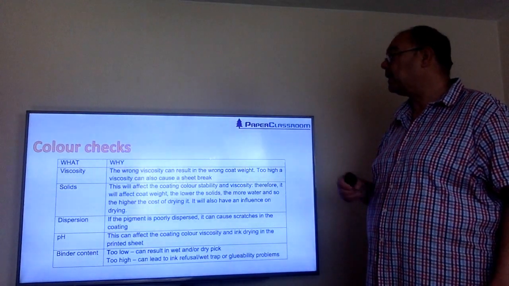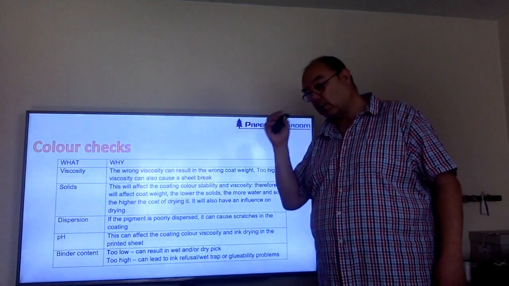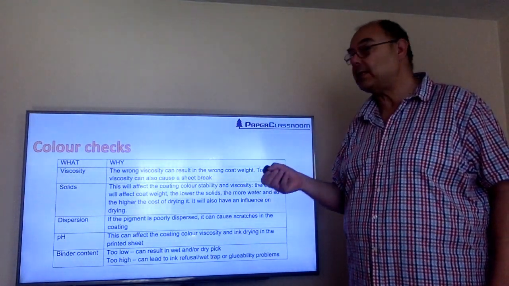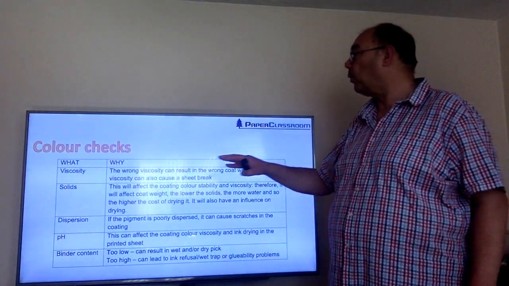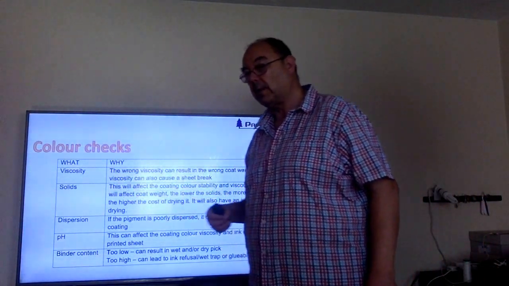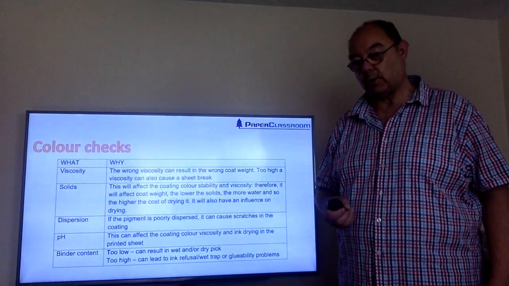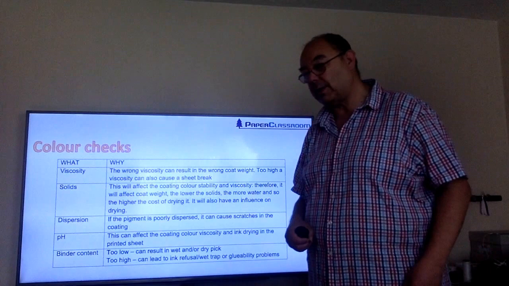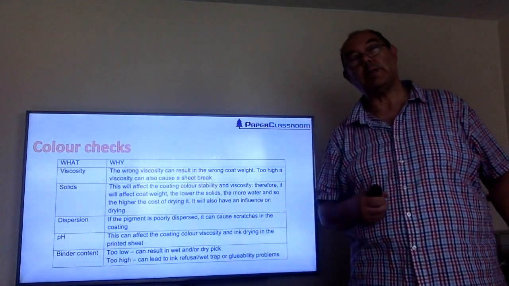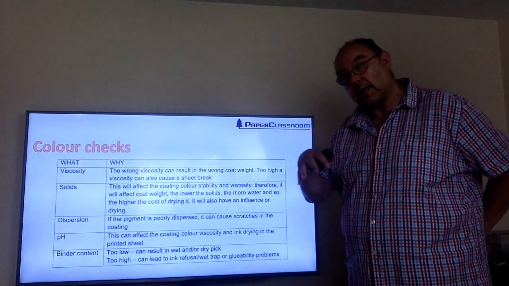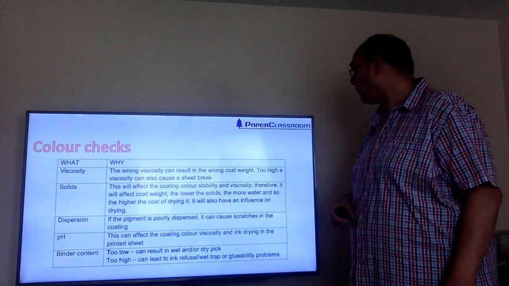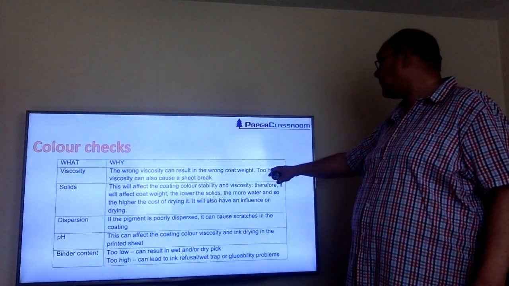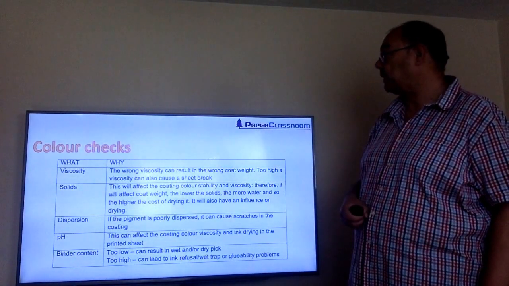Final thing to mention here is coating colour checks. How do we know that the coating colour is okay? What are the things that we need to look for, and why do we need to look for them? Well, the most important of all is the viscosity. The more viscous the coating colour is, when you apply it to the sheet and when you're taking it off, if it's too viscous, it will literally tear your sheet up. So therefore there's a limit to the maximum viscosity. So having the wrong viscosity means you can have the wrong coat weight, as well as causing sheet breaks.